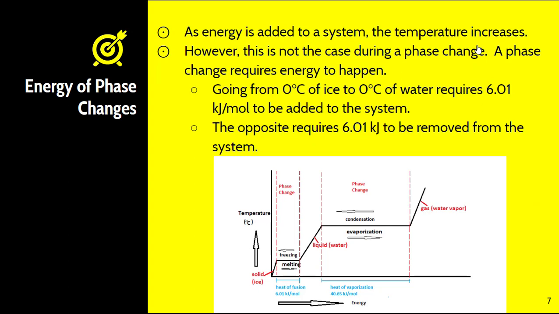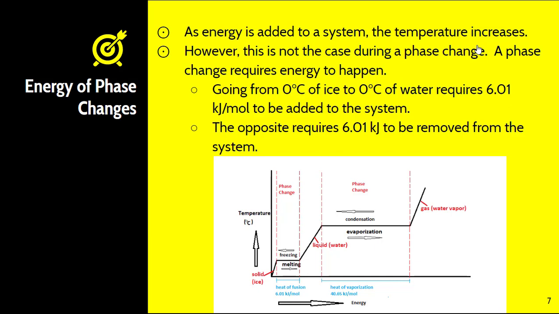One other thing to keep in mind in terms of energy when it's added to a system is the energy that is used to make a phase change occur. As energy is added to a system, the temperature typically increases because there's more kinetic energy in the system, and therefore the temperature, as a direct measurement of kinetic energy, would increase. However, this is not the case during a phase change. A phase change simply requires energy to happen.